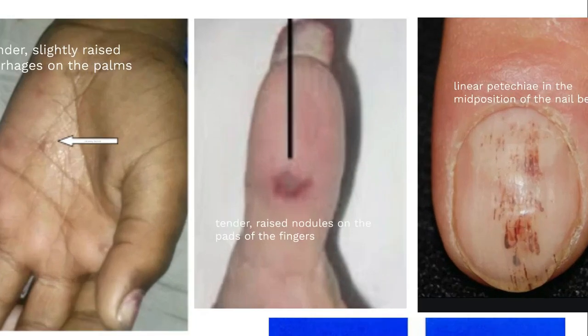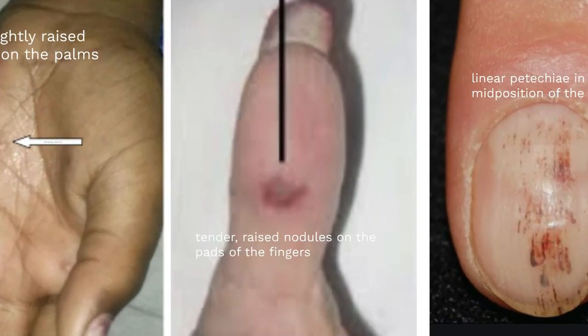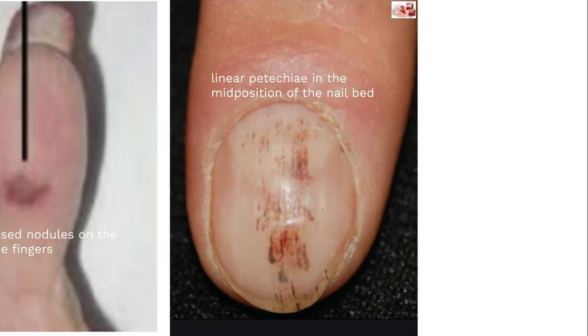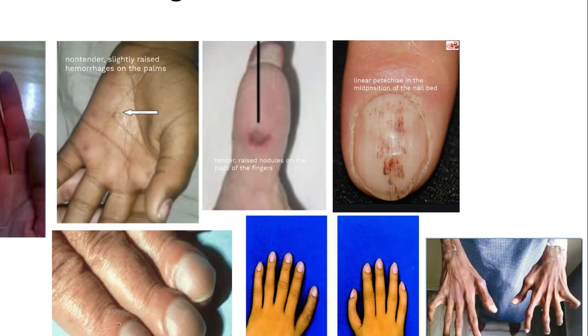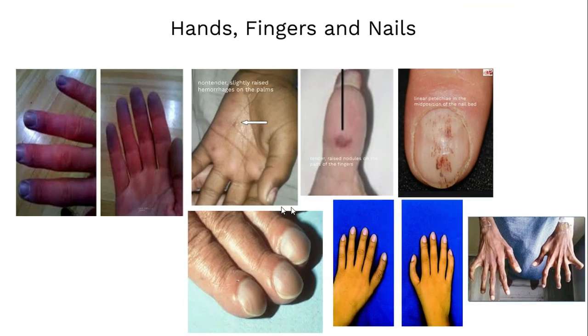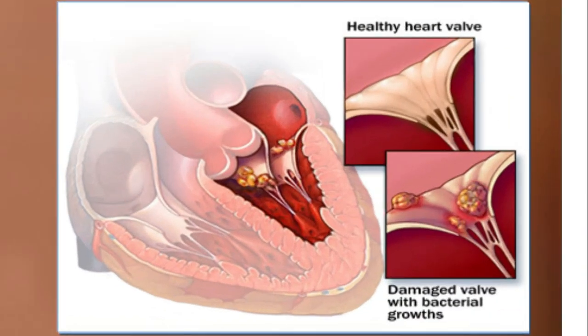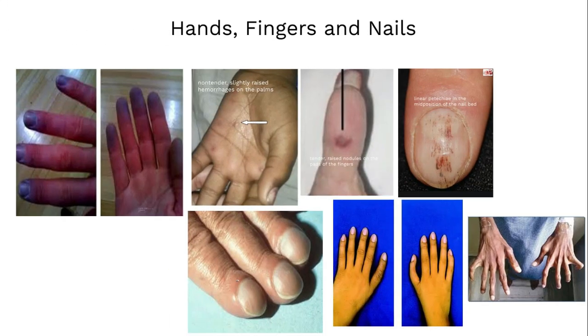And for patients with the tender raised nodules in the pads of the fingers, this is what you call Osler's nodes. And this one is the linear petechiae in the mid portion of the nail bed. This is what you call the splinter hemorrhages. These three, Janeway, Osler's, and splinter hemorrhages, are all telltale signs of infective endocarditis.